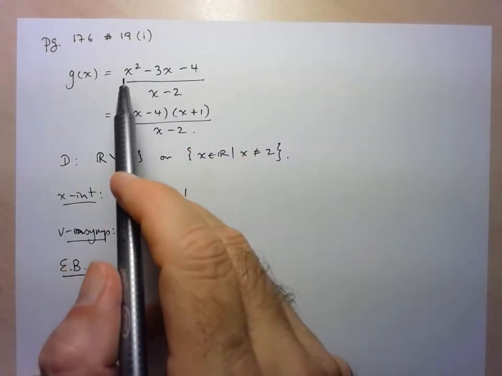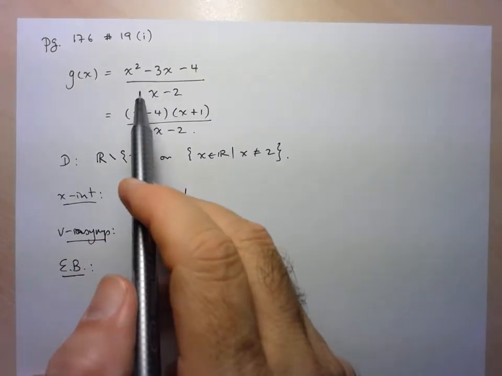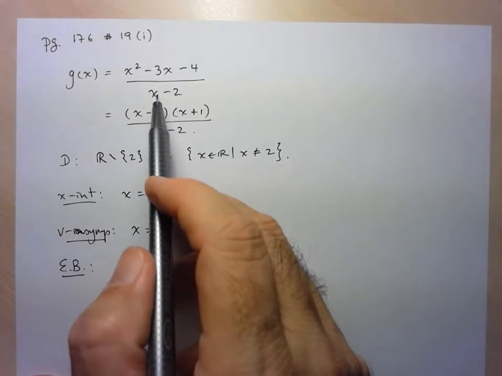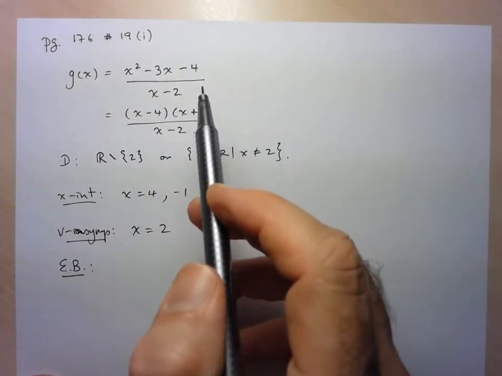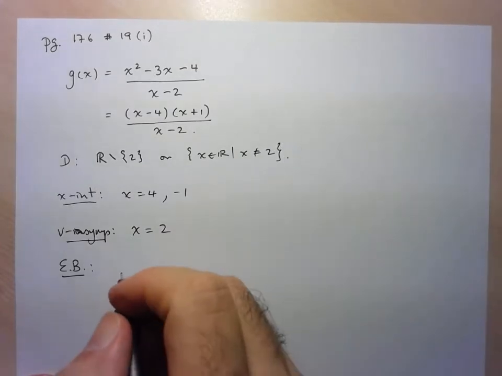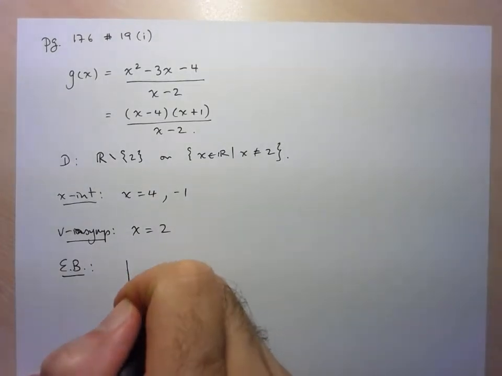And the way we determine that linear oblique asymptote is to divide these two polynomials. Now in this case, I'm dividing by a linear polynomial, so I can use synthetic division. Obviously, if I was dividing by a quadratic or a cubic, I'd have to use long division. Okay, so let's go ahead and do the synthetic division.